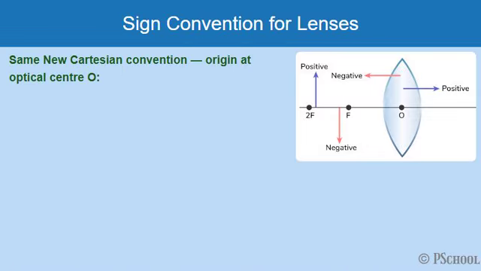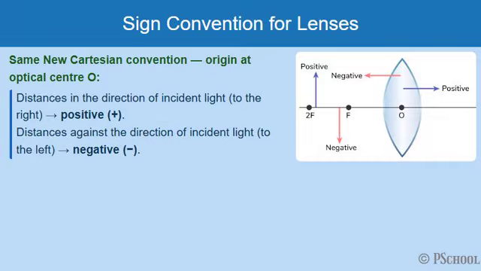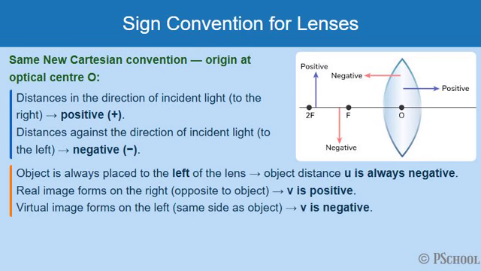For lenses, we use the same new Cartesian sign convention, but the origin is now the optical center O. Distances in the direction of incident light, to the right, are positive. Distances against the incident light, to the left, are negative. Object is always to the left of the lens, so the object distance u is always negative.